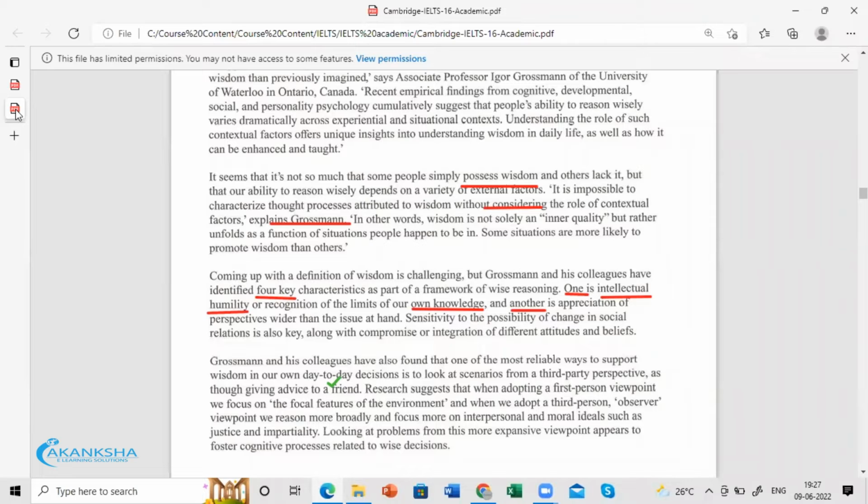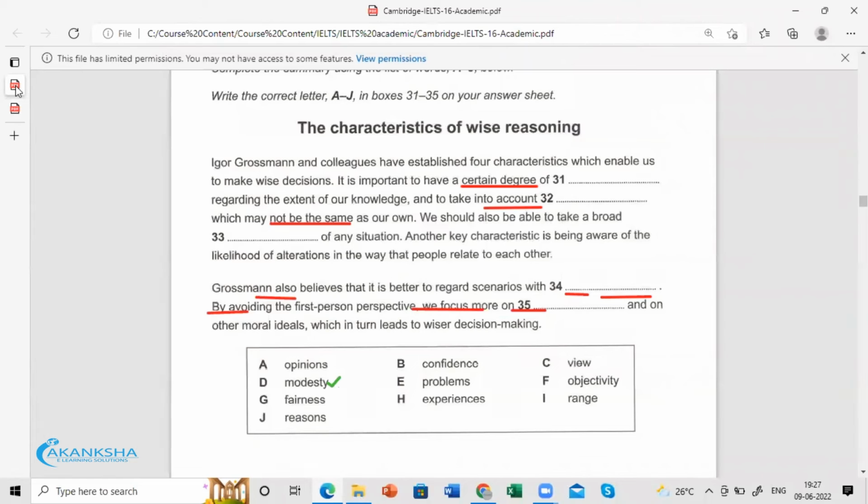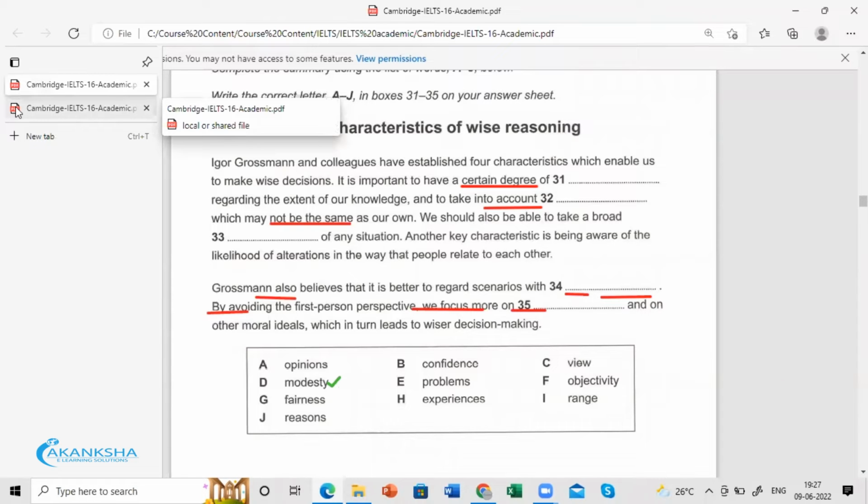Excuse me, sir. Sorry? Sir, is it confidence, sir? No. Take into account, it means consider. Okay, sir. Okay, take into account means consider. Okay, consider what we need to see.